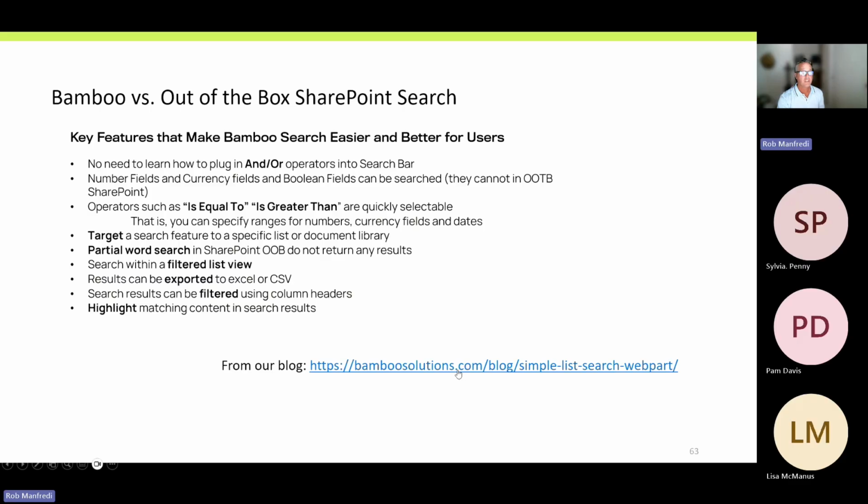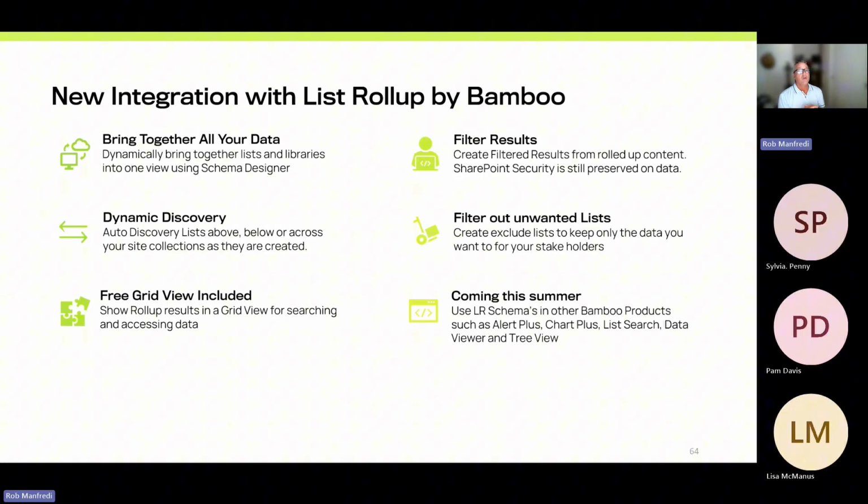So we've got a nice blog that outlines the difference between the search bar at the top and what you can do with simple search. In order to take simple search and turn it into advanced search, you actually need to add a product called List Rollup. What List Rollup does is it brings together data dynamically or by picking multiple lists or multiple document libraries into a single schema, right? That schema can then be used to be searched against in simple search. So that turns simple search into advanced search.